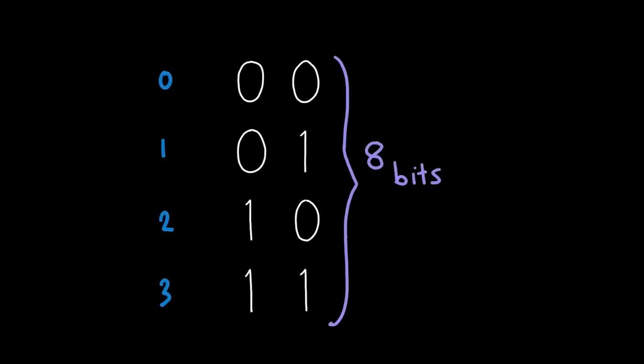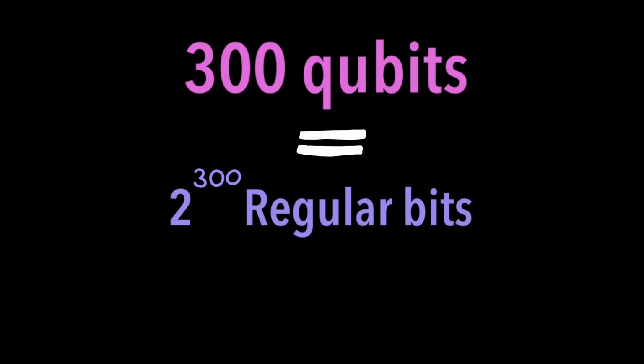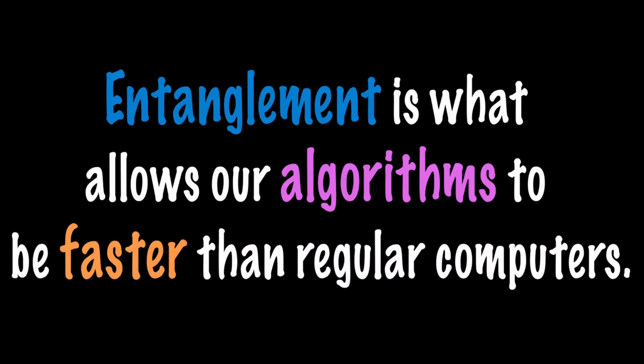We need 8 bits to represent 4 2-bit numbers. However, we can represent those 4 numbers at the same time with only 2 qubits, since their value lies in a superposition between all of the numbers. With 300 qubits, you have the equivalent of 2 to the 300 regular bits, which is as many particles as there are in the universe. Entanglement is then what allows our algorithms to be faster than regular computers.